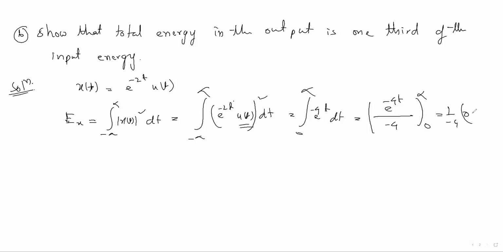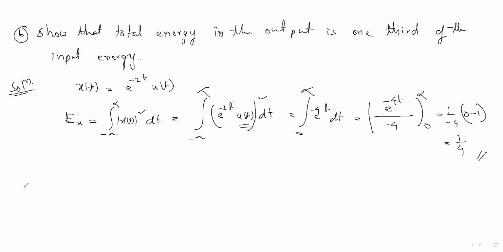When you put 0, it becomes 1. So ultimately your answer is 1/4. Okay, so this is the energy at the input, 1/4. Our question is to show that the energy at the output is 1/3 of the input energy. We have calculated the input energy first, so we have to find the output energy.